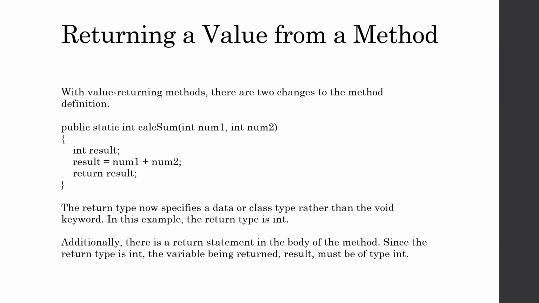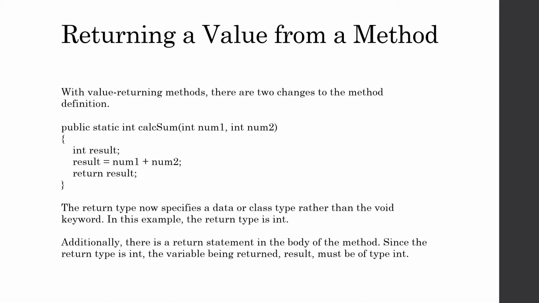So we're going to say return whatever result happens to be. Since the return type is int, the variable being returned, in this case result, must be of type int. So if you see a return statement and you already know what the return type is, that should immediately tell you what the data type of the variable that you're returning happens to be. And if you look elsewhere in the body of this method, say at the very beginning, you'll see the very first part where we declare the variable int result. That indicates that, in fact, the data type of result is an int.